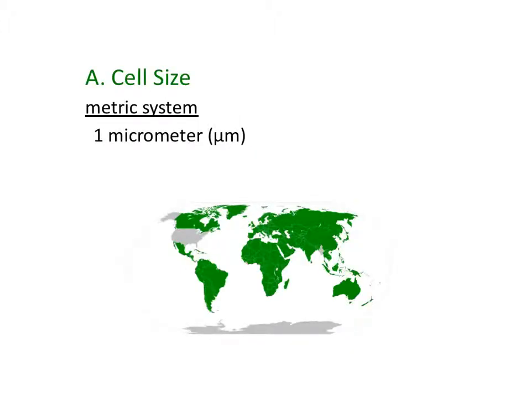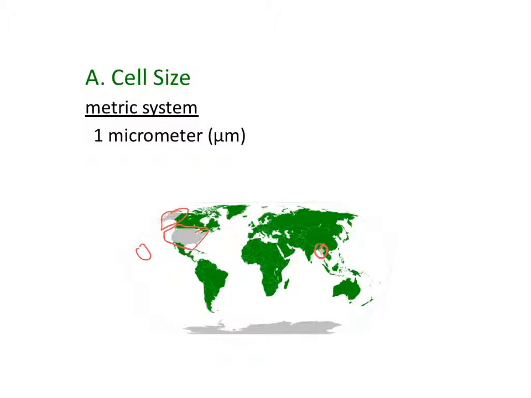Okay, so when we talk about cell size, we'll be using the metric system. And you can see here from this picture, basically everywhere that uses the metric system is in green, and everywhere that doesn't, namely right here. And for those of you that are from other parts of the country, Alaska and Hawaii, basically these are the regions that use it, as well as this country right here, which is Myanmar. So basically the US, Myanmar, and I guess Antarctica don't use the metric system.